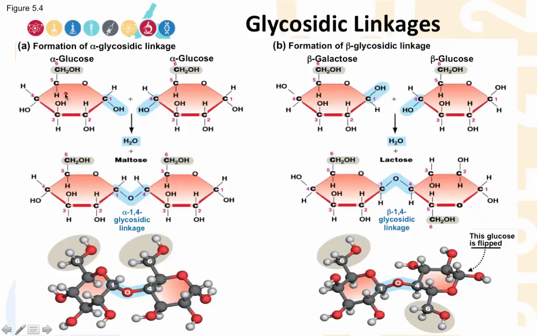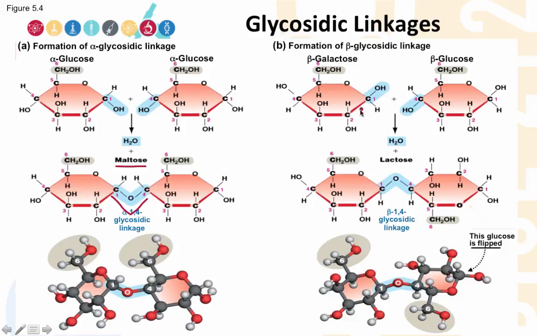In panel A, you have two alpha glucose units reacting with each other via condensation to form a disaccharide called maltose containing an alpha 1,4 glycosidic linkage, meaning that the linkage exists between carbon number 1 of one monomeric unit and carbon number 4 of the second monomeric unit of alpha glucose.